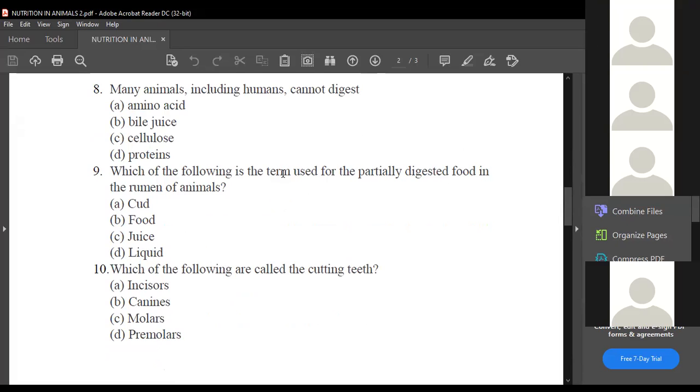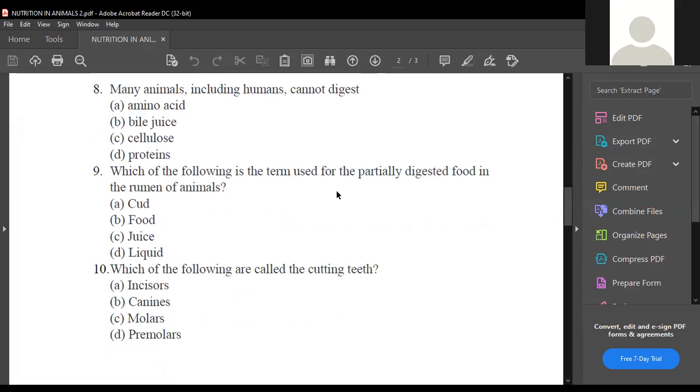Good. Which of the following is the term usually used for partially digested food in the ruminants of animals? Sir, the ninth one is cud, sir. Cud. Good.